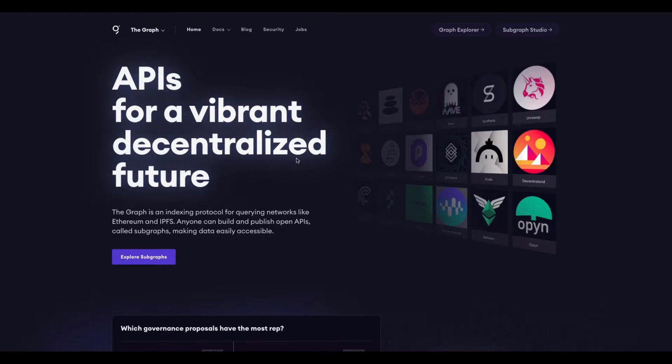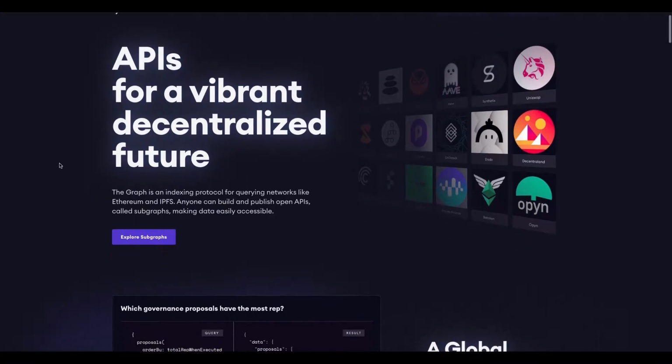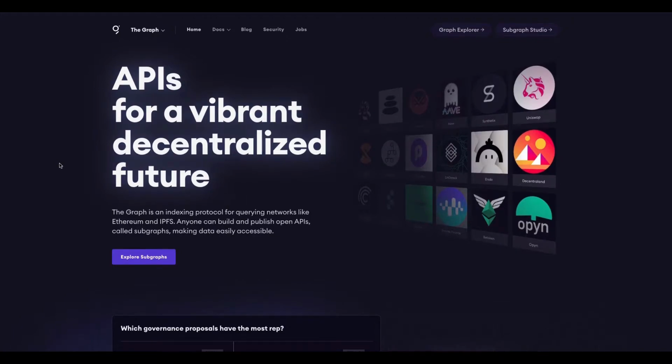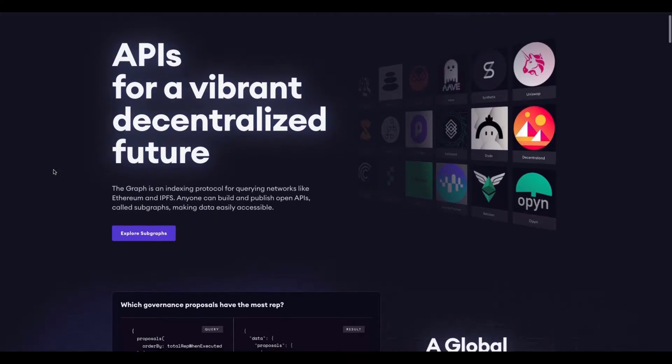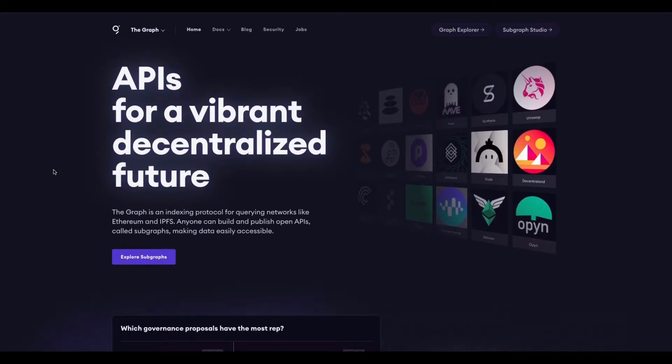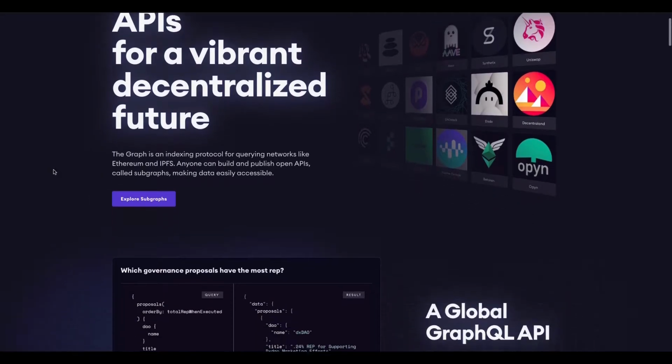So this is the website of The Graph. We're gonna scroll down a bit on this page, and then we're gonna get into the details of this technology. Basically, I'm gonna say this too: The Graph is considered the Google of the blockchain. So yeah.